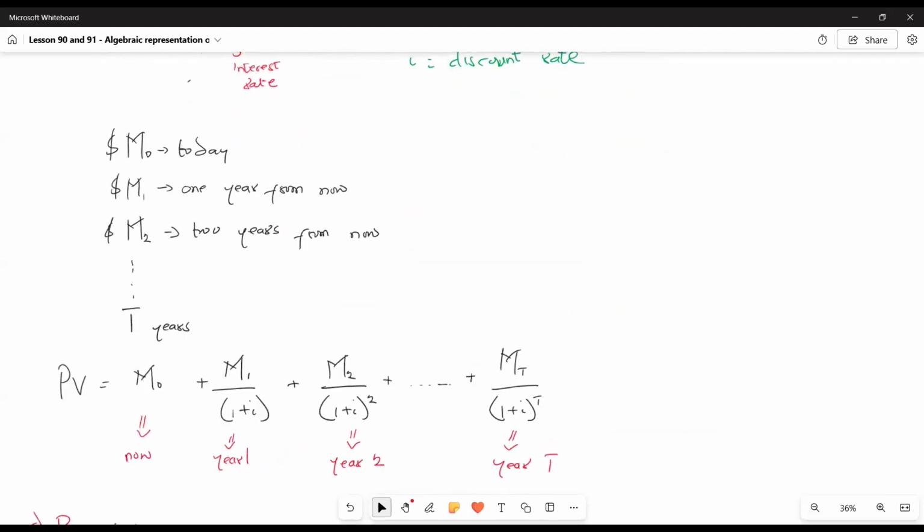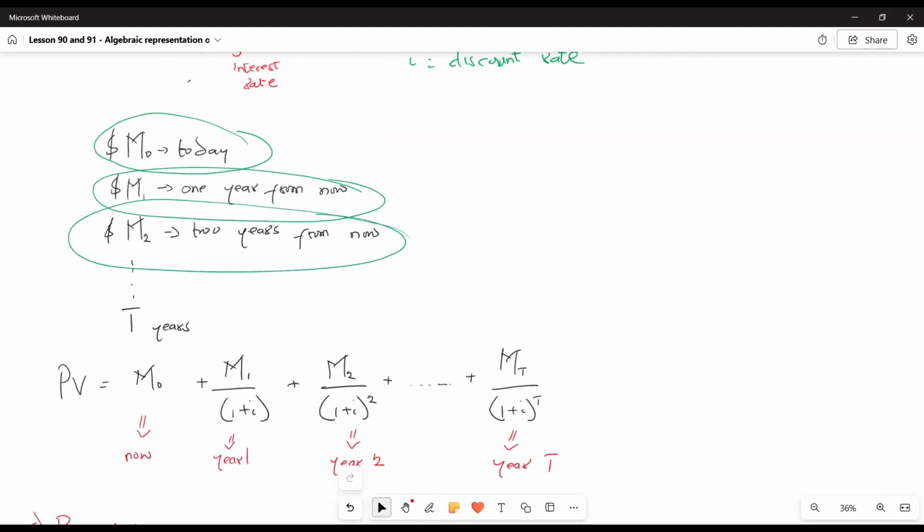Let's now consider a promise to pay $0 today, $1 1 year from now, $2 2 years from now, so on and so forth for some T number of years. How much would this deal be worth today? The simplest approach is to convert each year's amount to its present value and then add them up. So we know that the present value is equal to the amount you are promised now. This does not need to be discounted because it's in the current period.